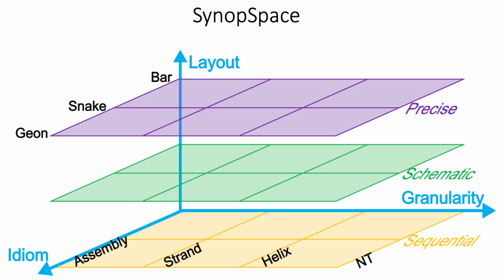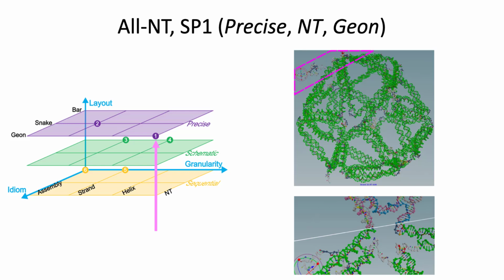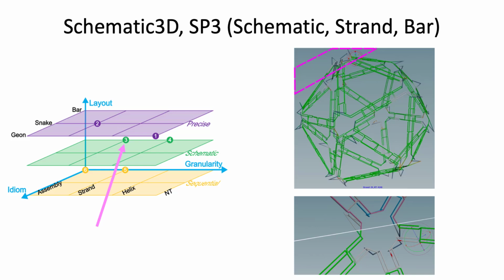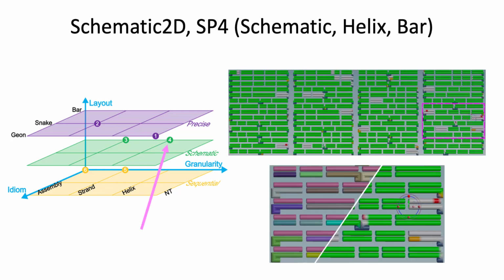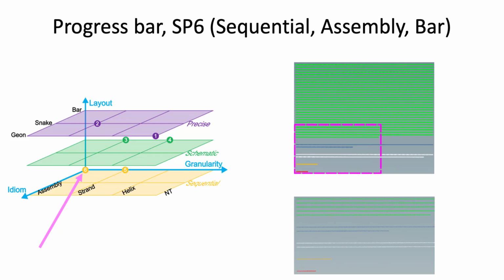We then use these 3 independent axes to form an abstraction space, SynopSpace. We move the labels around to avoid clutter and occlusion. We then adapt existing representations and design new ones from the space to fulfill the tasks and tackle the challenges. The representations we have developed are ONT, which resides at Synop point 1 in SynopSpace, snake at Synop point 2, schematic 3D at Synop point 3, schematic 2D at Synop point 4, hit bar at Synop point 5, and progress bar at Synop point 6.